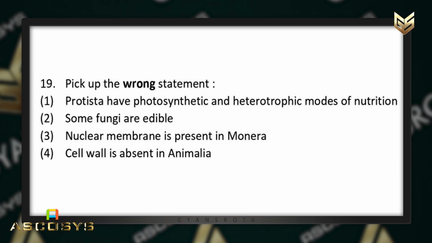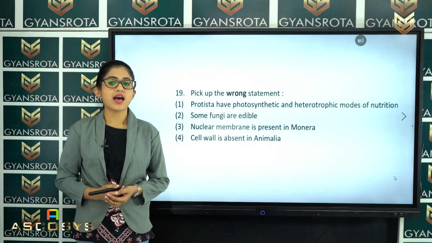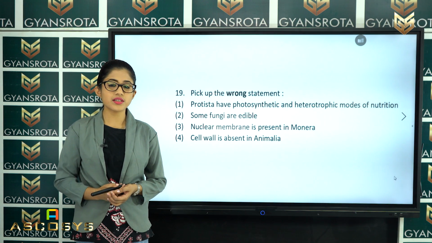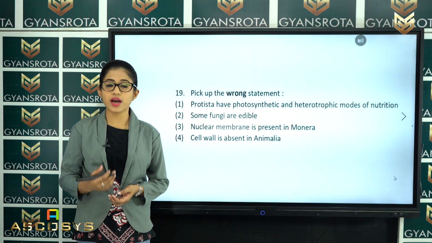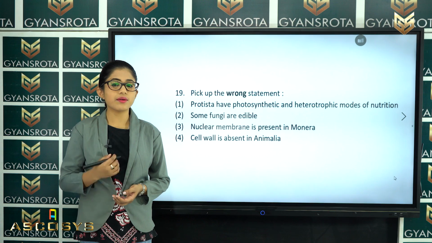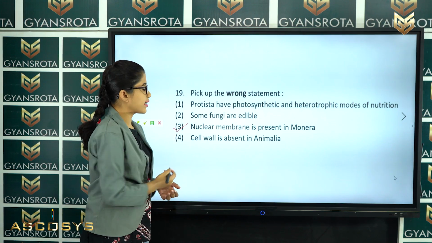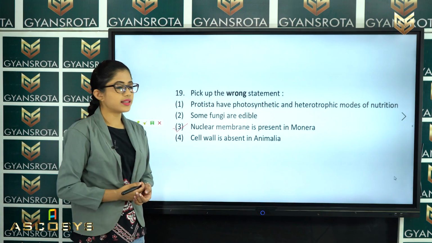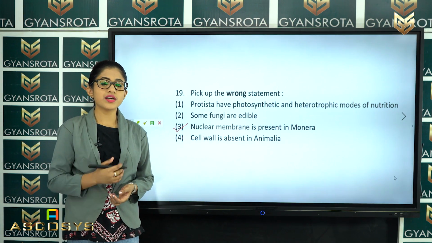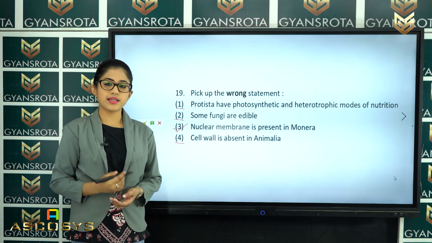And the fourth is, cell wall is absent in Animalia. Well, this is a very easy and very concept-based question from the chapter Biological Classification. In the kingdom Monera, that includes the bacteria, and bacteria, you know, are prokaryotic cells and they do not have any nuclear membrane. So among these four options, option number 3 is incorrectly written. Nuclear membrane is absent in Monera, but it is written here that it is present in Monera. So option number 3 is the wrong statement, while 1, 2 and 4 are the correct statements of this question.